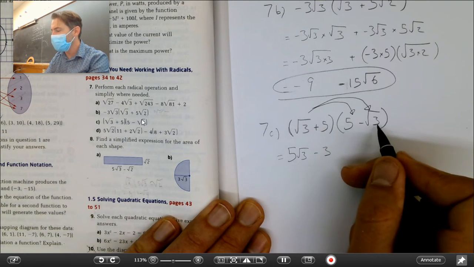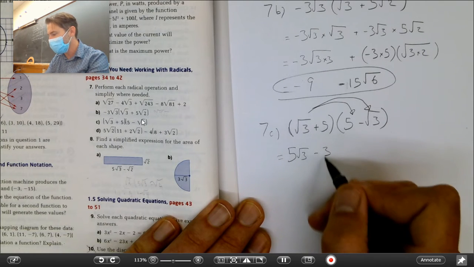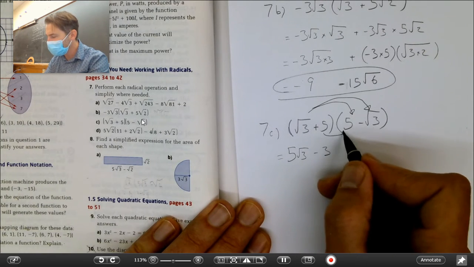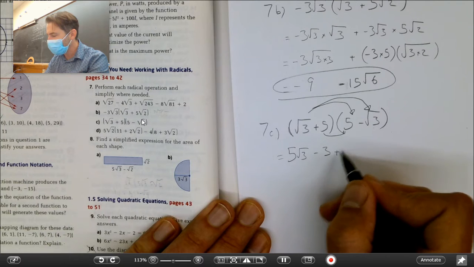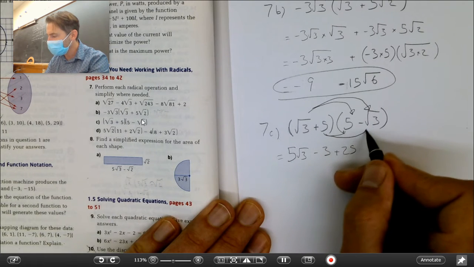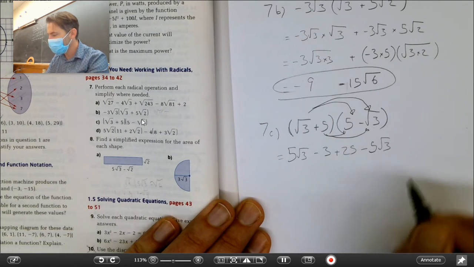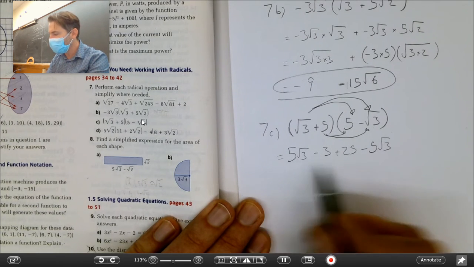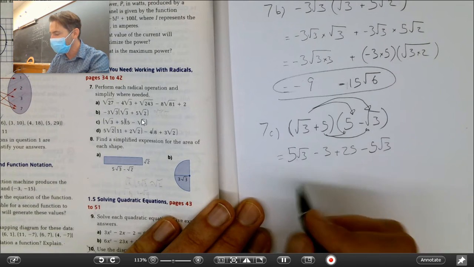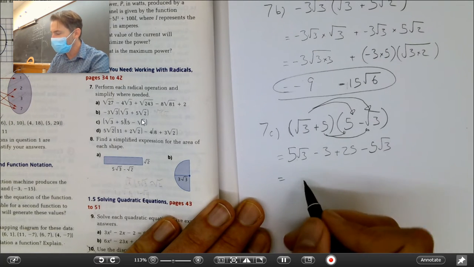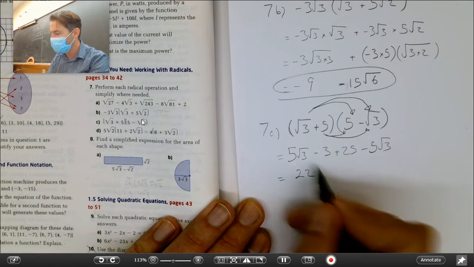And root 3 times root 3 gives me root 9. Root 9 is just negative 3. Okay? Now let's do these ones. That's plus 25. And then 5 times negative root 3 is negative 5 root 3. Okay? So this one, 5 root 3 minus 5 root 3 is 0. And negative 3 plus 25 is 22. That one's done, final answer.